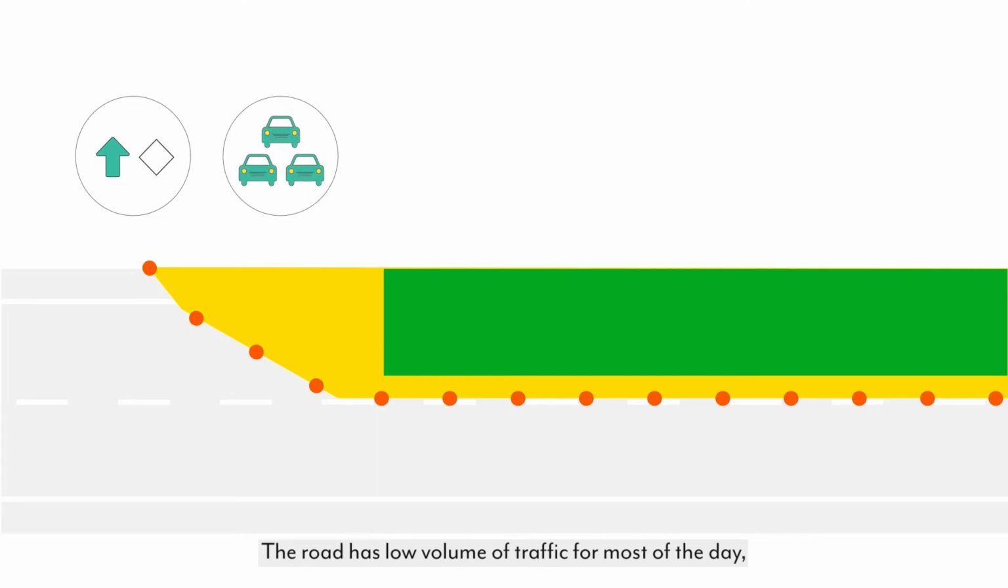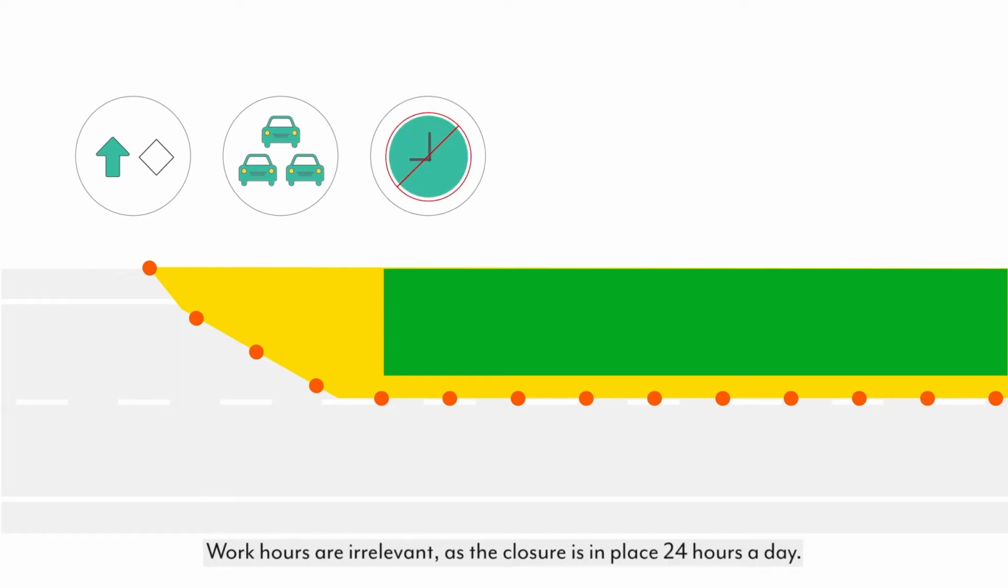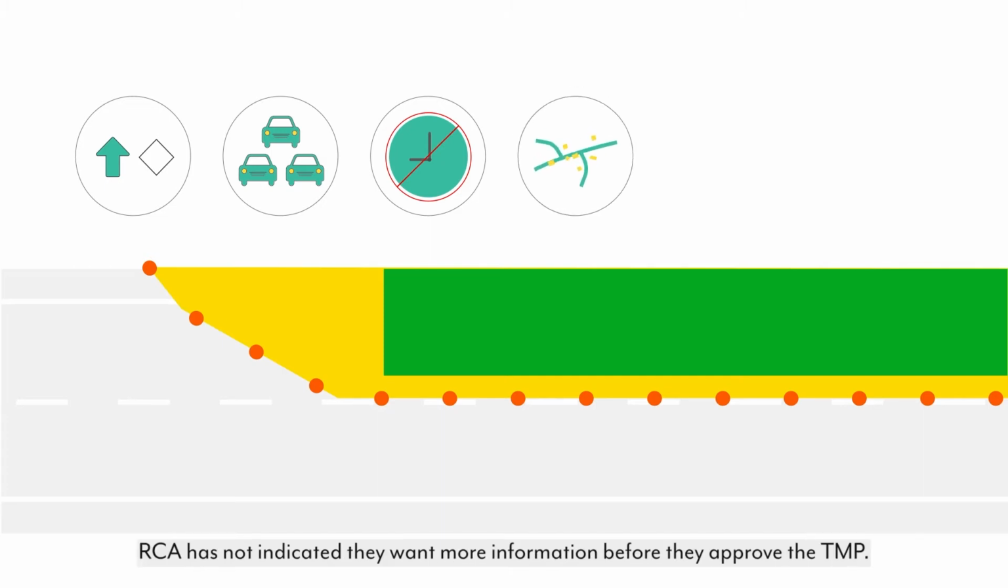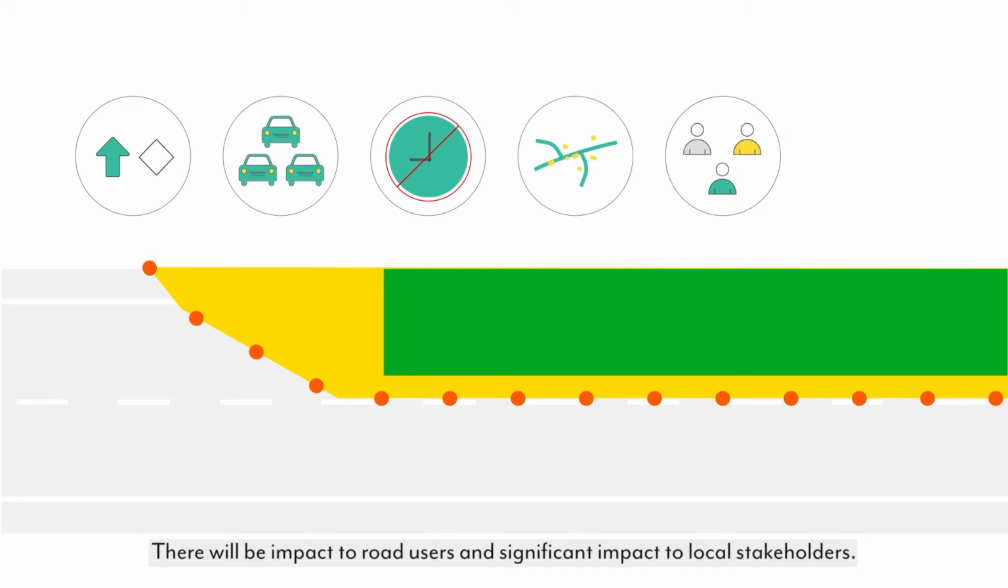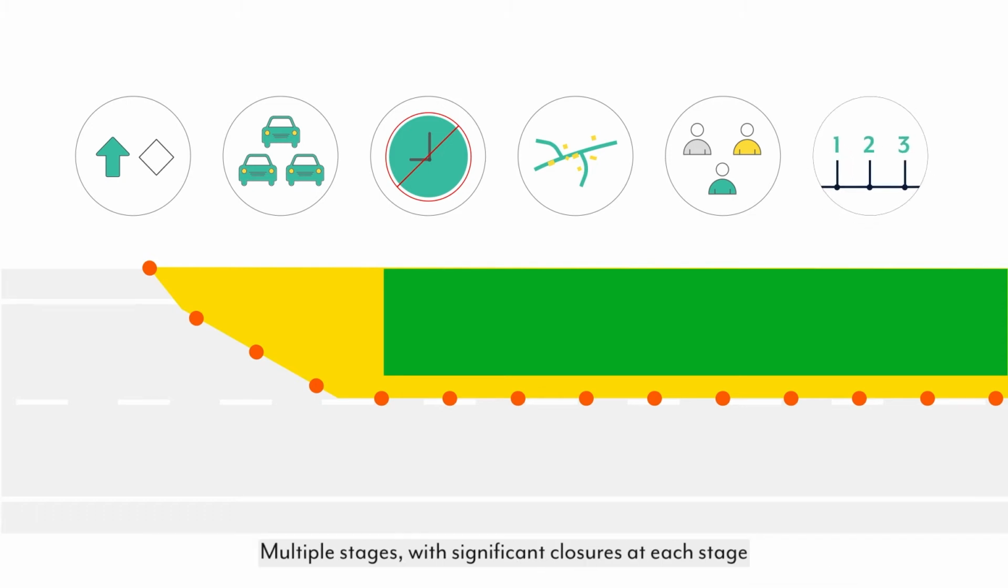The road has low volume of traffic for most of the day, however, traffic volumes are significant during the peaks. Work hours are irrelevant as the closure is in place 24 hours a day. The RCA has not indicated they want more information before they approve the TMP. There will be impact to road users and significant impact to local stakeholders. Multiple stages with significant closures at each stage.